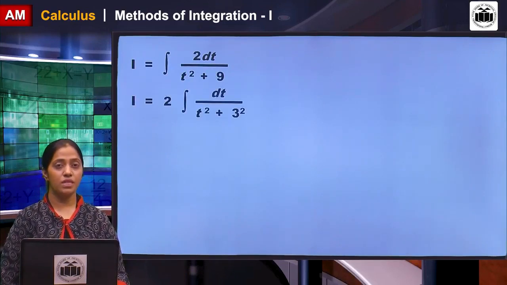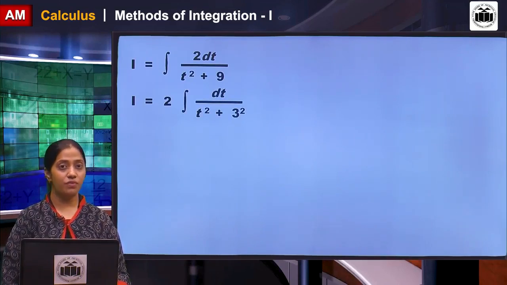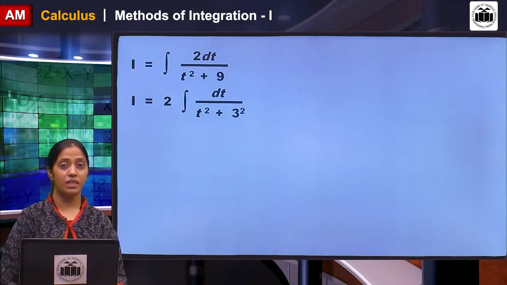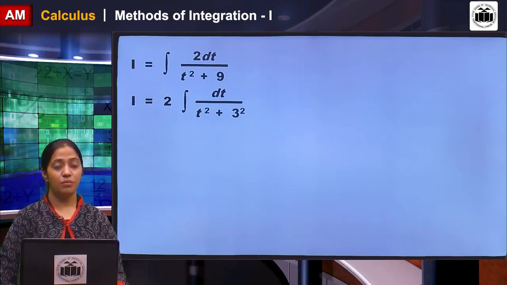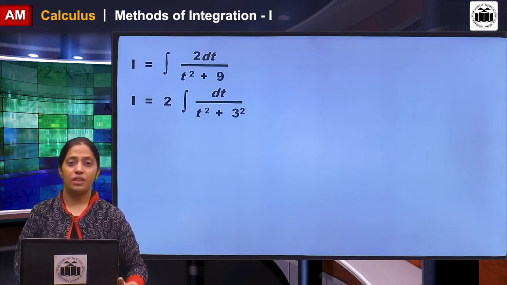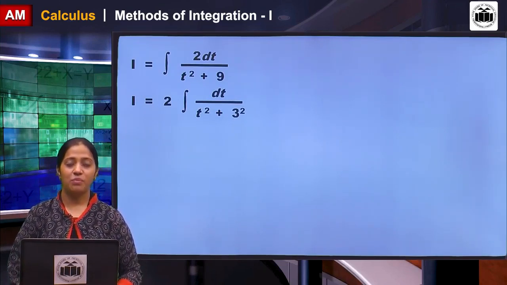So now 2 is a constant, and what is the first rule of the integration? Take the constant term outside the sign of the integration. So 2 is a constant, so we'll take 2 outside, and this is dt upon t square plus 3 square. Why am I writing the 3 square over there? Yes, we have to apply the formula.